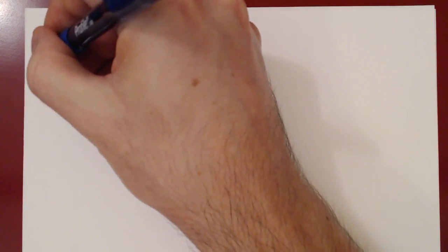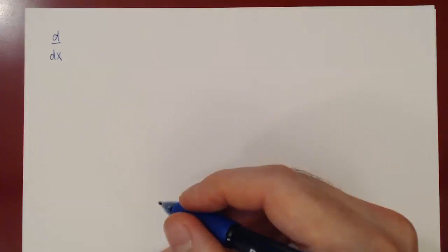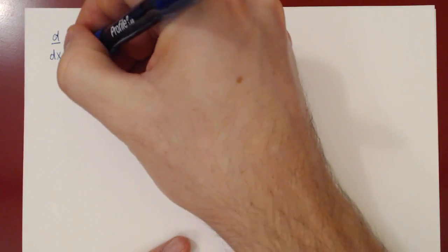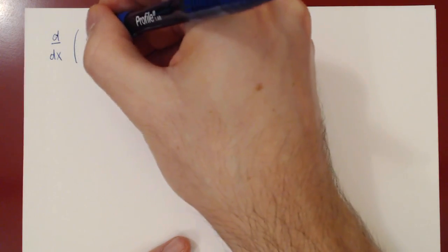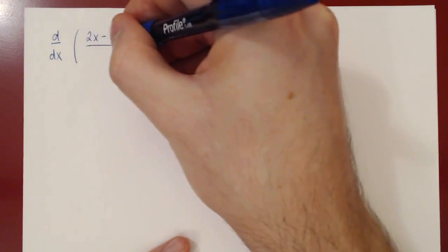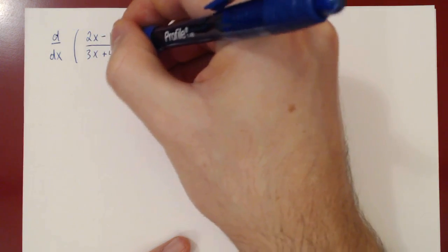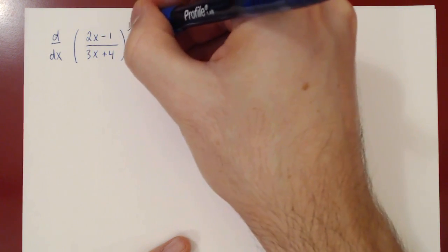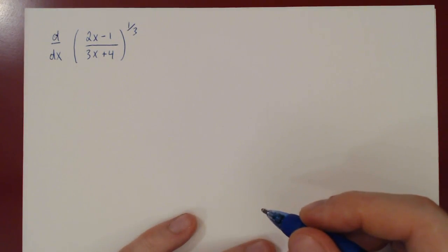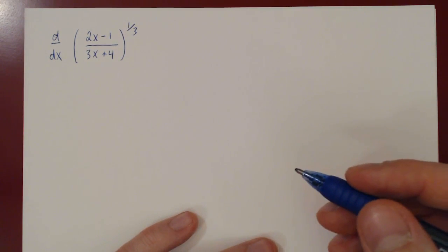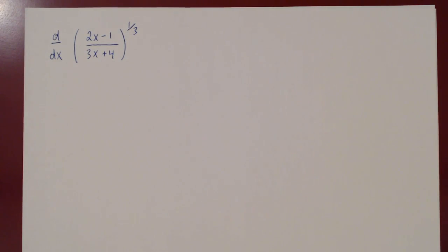So what if we asked for the derivative of, say, 2x minus 1 over, let's say, 3x plus 4, to the power of 1/3? Well, we have a composition. What is the outside function?